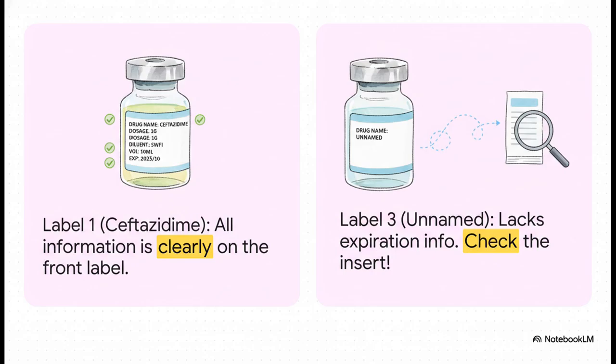So here's the most crucial point I can make. You have to be prepared for labels that don't give you everything up front. Look at the difference here. The first label has it all. But what about this third one? It's missing the type of diluent, how much to add, and the expiration info. So what do you do? You find the manufacturer's package insert. That is your ultimate source of truth.